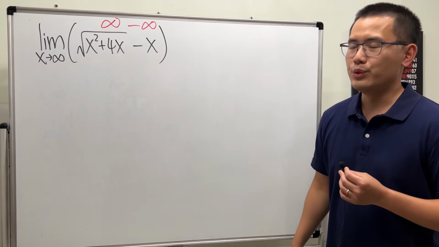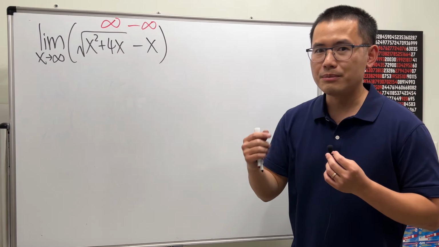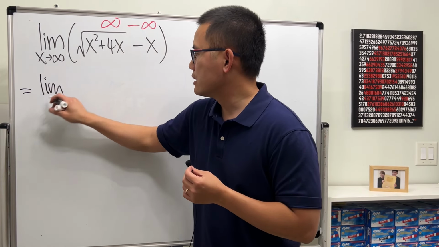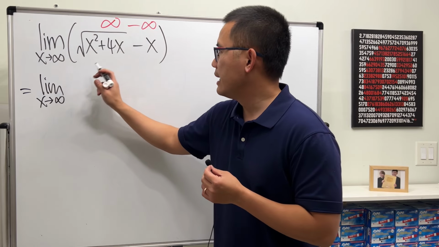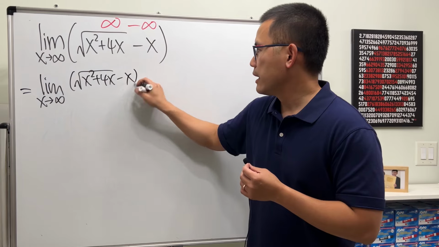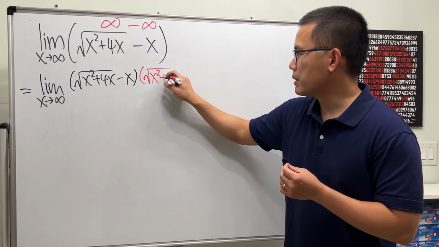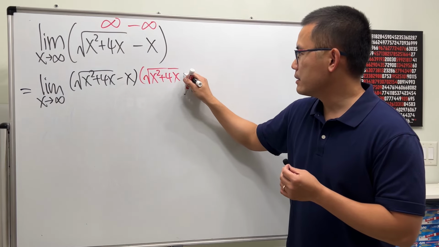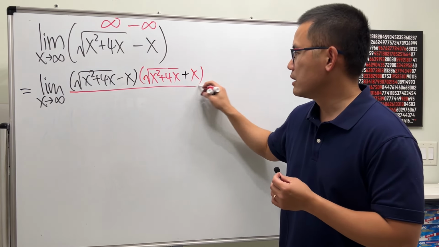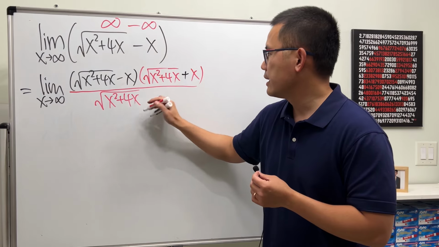So what do we actually do with this though? Here, when we have square roots, go ahead, multiply the top and bottom by its conjugate and just give that a try. So right here, I'm going to start with still the same limit. And then we have this, right? And then I will multiply that by its conjugate. So it's the square root of x squared plus 4x, but plus x. And then we do the same thing on the bottom. So we will just divide this right here. So the square root of x squared plus 4x, and then plus x.